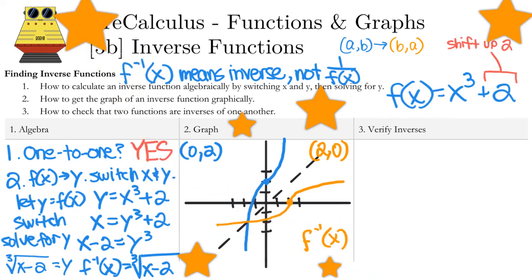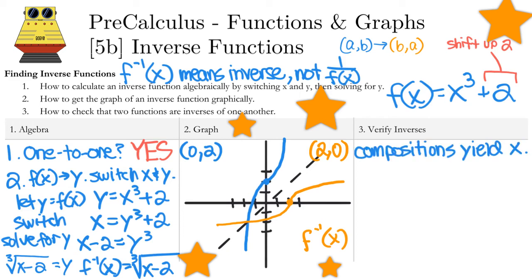We could use that process with any function. If it passes a horizontal line test, the reflection will be a function, but if the original function does not pass the horizontal line test, then the reflection will be only a relation. Here's how to check that two functions are inverses of one another. If you compose two functions both ways, and the result is x, then those functions are inverses of each other.